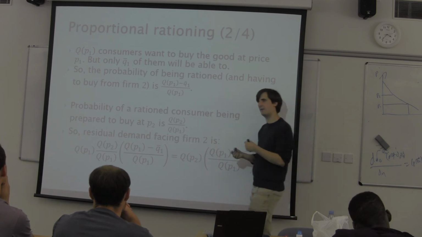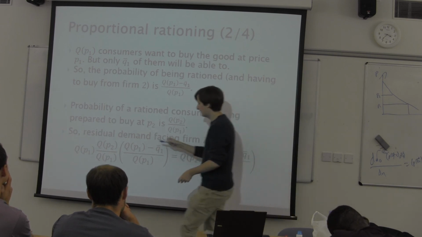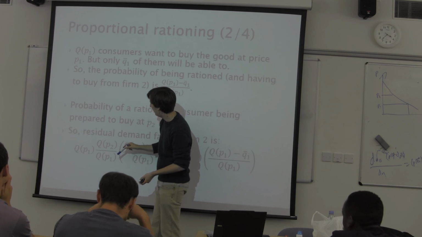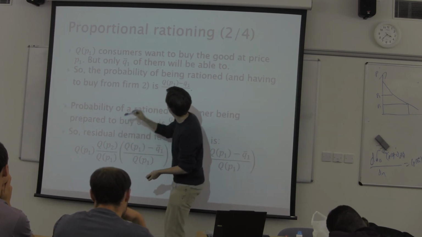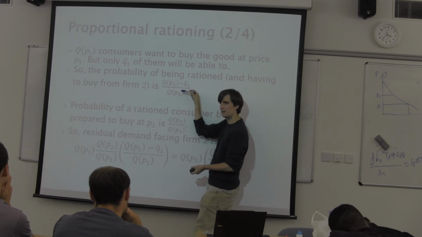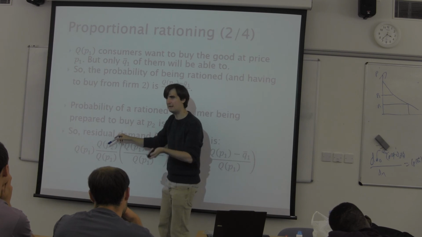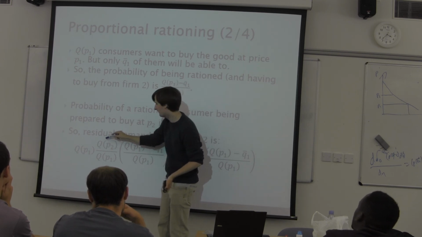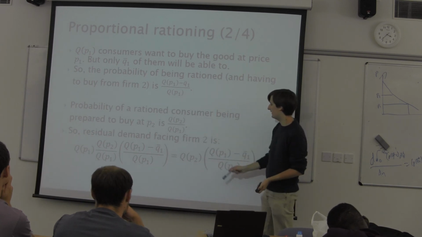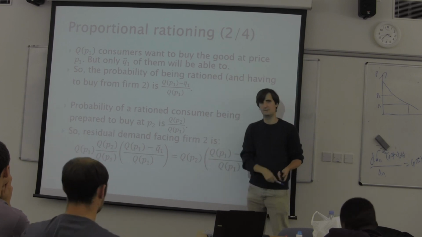So the demand that's going to be left facing the higher price firm is total demand, times the probability that people get rationed, which is this one, times the probability that if you get rationed from the first firm, you'd like to buy from the second firm, which is that one. So the residual demand curve facing firm 2 is given by this expression.